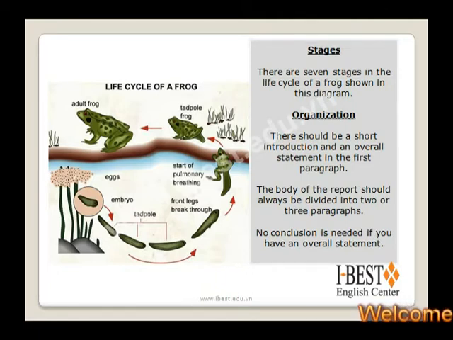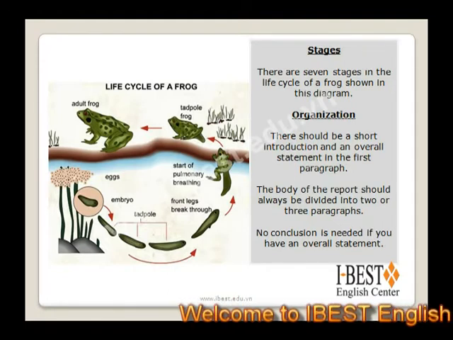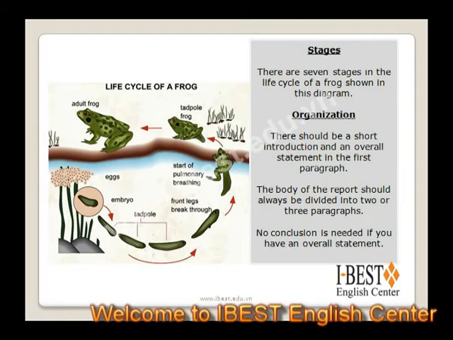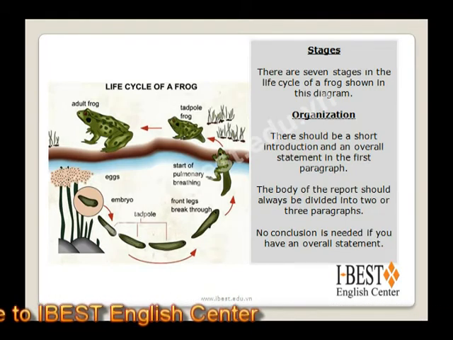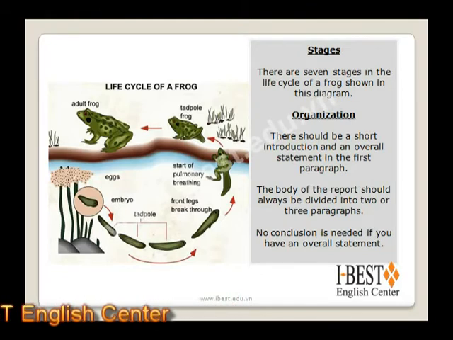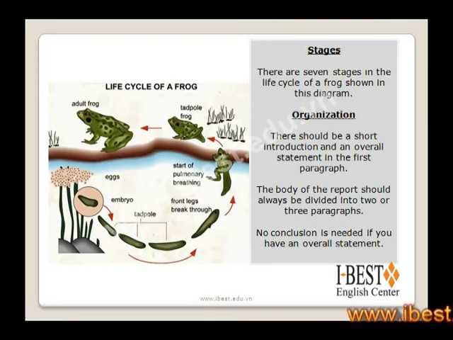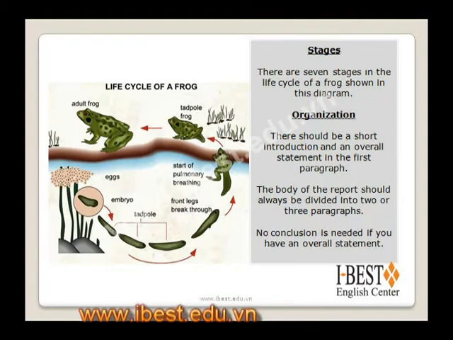You will need to divide the body of the report into paragraphs, normally 2 or 3 paragraphs. We can see here that one of the best ways to divide this is to have eggs, embryo, tadpole, front legs break through in one paragraph. Then, in another paragraph, we can have the other stages: start of pulmonary breathing, tadpole frog, and adult frog. In Task 1 writing, you do not need to have a conclusion, but you do need to have the overall statement.